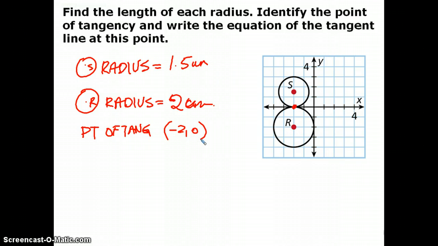Finally, write the equation of the tangent line. This is the tangent line right here, okay? And you can see it falls exactly on the x-axis, so the equation of the tangent there is going to be y is equal to 0. And I think that's it.